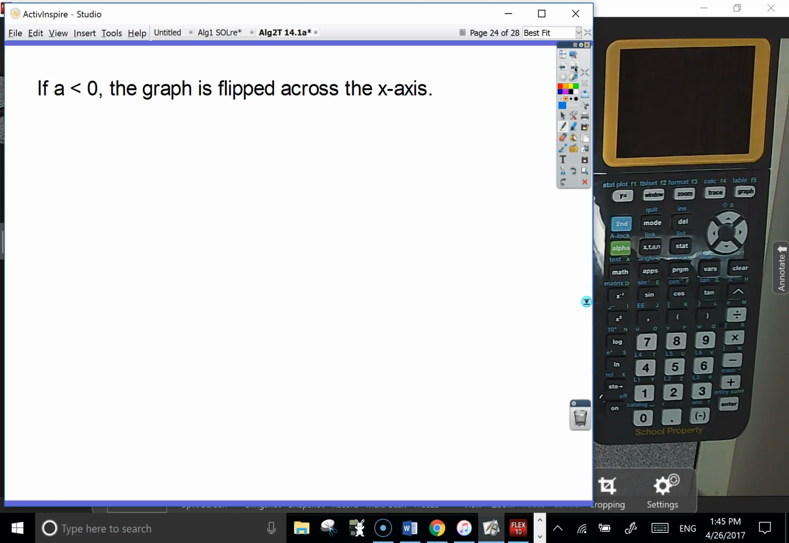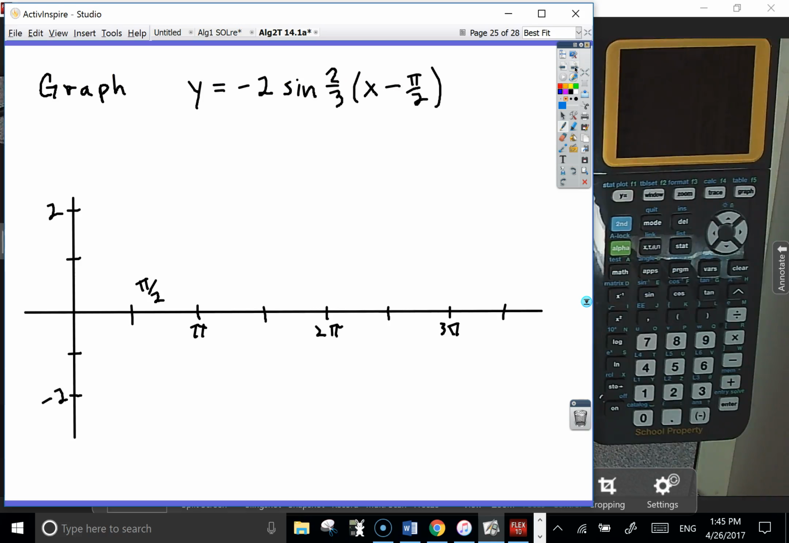So basically, if A is less than 0, the graph is flipped across the x-axis. I think we already got that point across. So we graph. Okay, am I back to blue? I am back to blue.